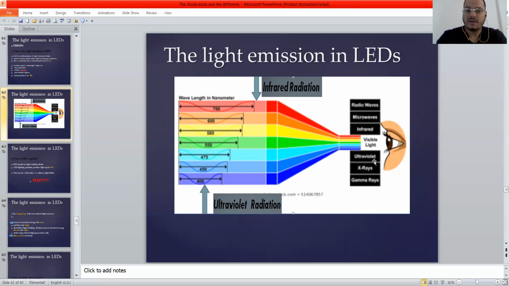Because I talked about infrared radiation and ultraviolet radiation, let's focus on this image here. The human eye can see all these colors, starting from 400 nanometers until 700 nanometers. After that will be infrared radiation, at the high wavelengths, and less than 400 nanometers will be the ultraviolet radiation field.